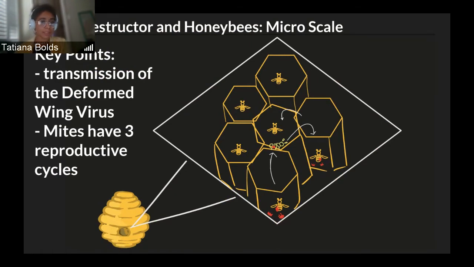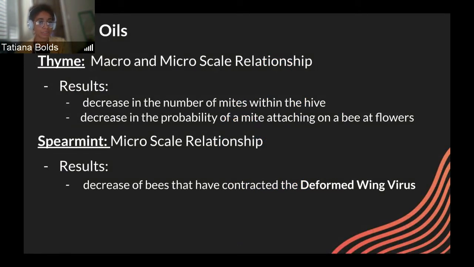So we decided we wanted to look into essential oils as a treatment to prevent this growth of the population of mites within hives. One of the essential oils is thyme, which affects the macro and micro scale relationship by disorienting the mites and blocking their pores, causing them to fall off bee bodies. This results in a decrease in the number of mites within the hive and a decrease in the probability of the mite attaching to bees at flowers. We also wanted to look into spearmint, which affects the microscale relationship by decreasing the transmission rate of diseases into the larvae, and this results in a decrease of bees that have contracted the deformed wing virus.